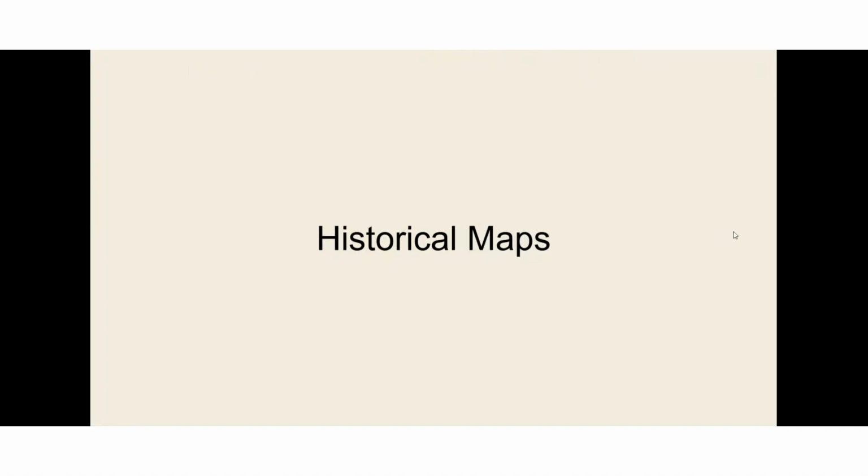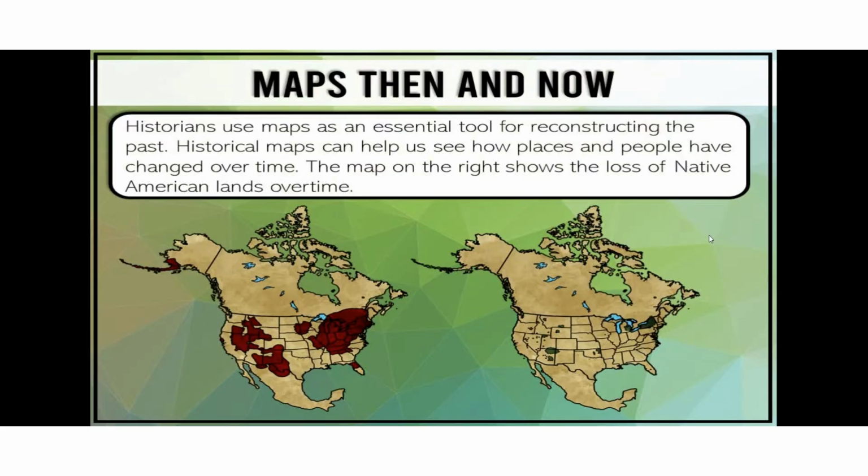And then we're going to look at historical maps as well. Maps then and now. Historians use maps as an essential tool for reconstructing the past. Historical maps can help us see how places and people have changed over time. The map on the right shows the loss of Native American lands over time.